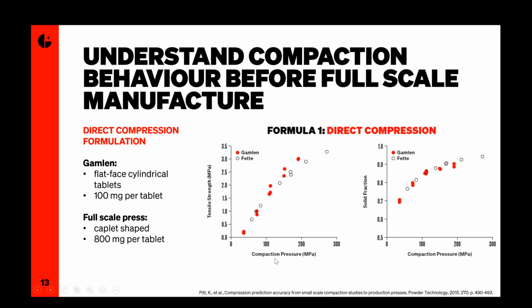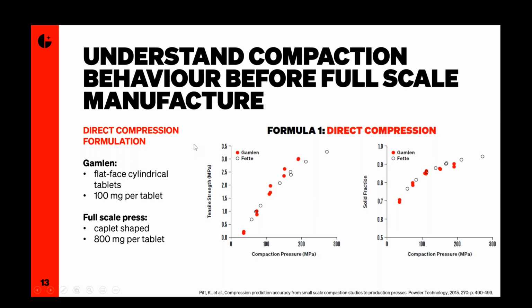So you can see from the graphs here, we've got the tabletability and compressibility graphs. As you remember from our compaction triangle, that's how the strength of the tablets changes with compaction pressure, and how the solid fraction or porosity of the tablets changes with compaction pressure. Here you can see there is no discernible difference between the Gamlen data and the data generated for the tablets on the FET-A, both for tablet strength and for solid fraction.